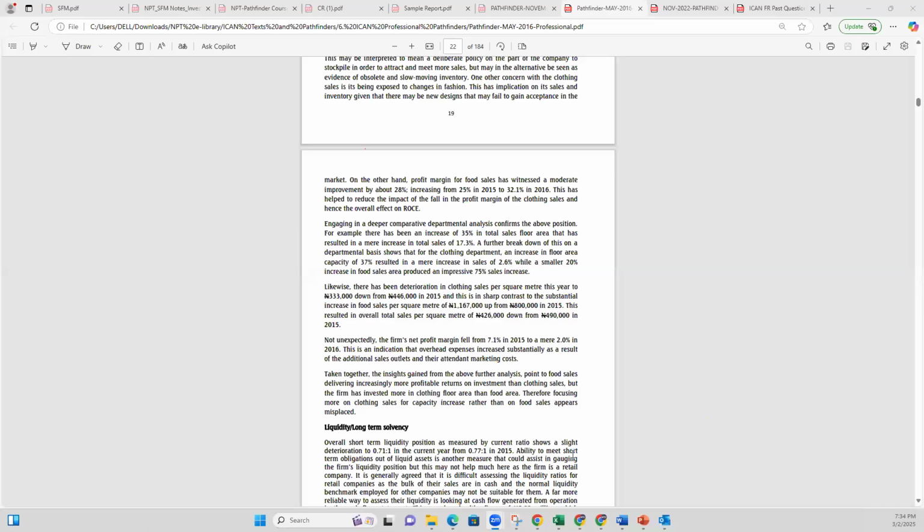Likewise, there has been deterioration in clothing sales per square meter this year to 333,000, down from 446,000 in 2015. And this is in sharp contrast to the substantial increase in food sales per square meter of 1,167,000, up from 800,000 in 2015. This resulted in overall total sales per square meter of 426,000, down from 490,000 in 2015.